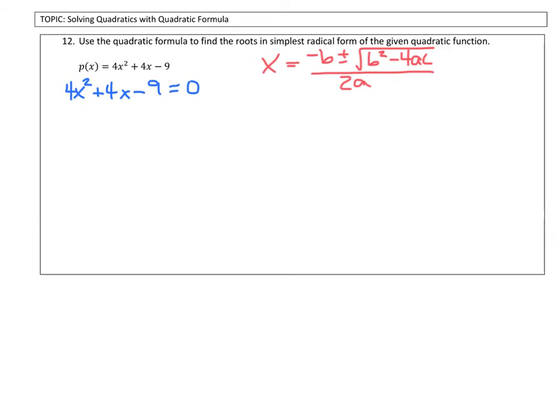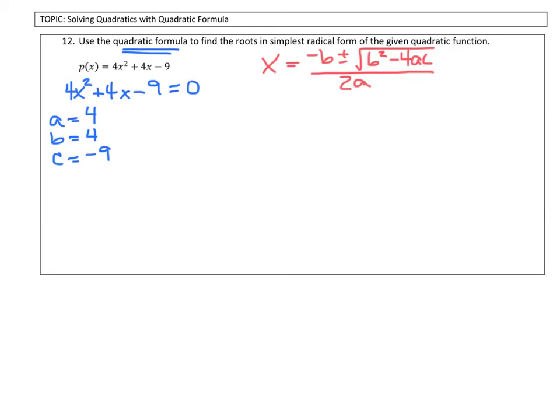Now if I'm using the quadratic formula like it asks, I want to name my A, my B, and my C. So A here is the number in front of x squared, 4. B is the number in front of x, also a 4. And C is my constant, negative 9. Okay, now I'm ready to go and plug it into the formula, which I've already written for you over here.